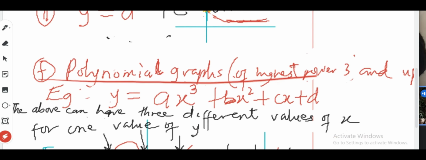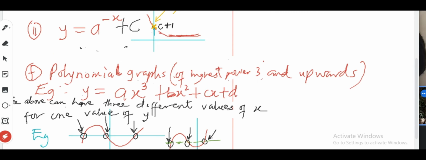Now, the last one we look at will be polynomial graphs. Are you listening? For polynomial graphs, the highest power of x will be 3 upward. For instance, y equals ax cubed plus bx squared plus cx plus d, that is ax raised to the power 3 plus bx raised to the power 2 plus cx plus d, is a polynomial graph because it has a power from 3 upward.